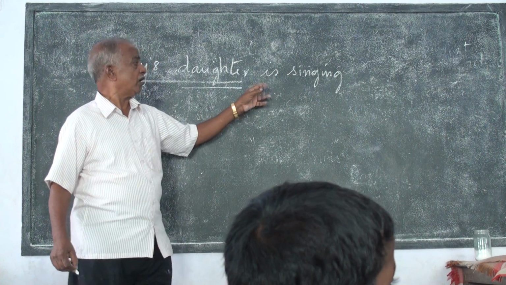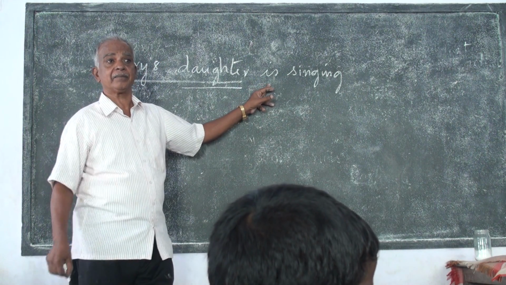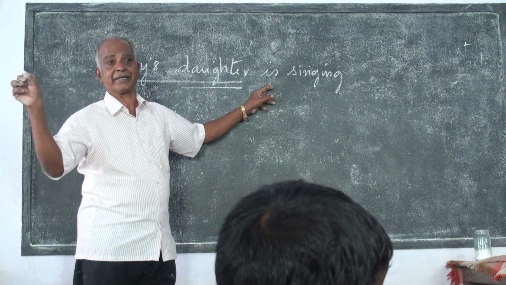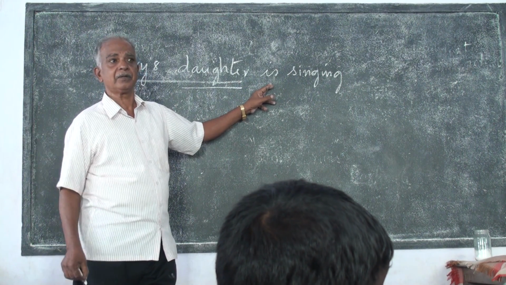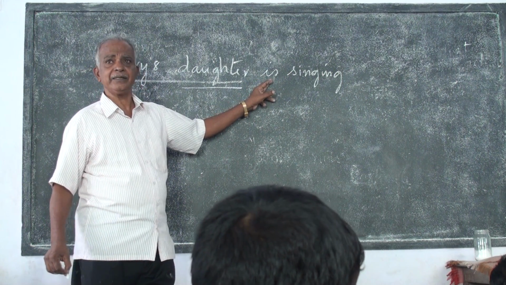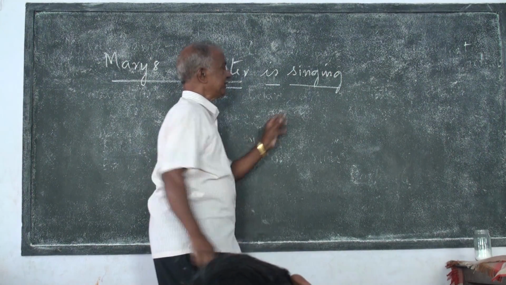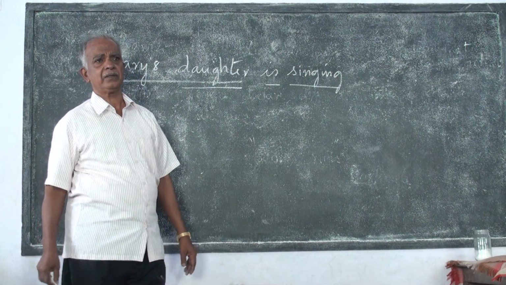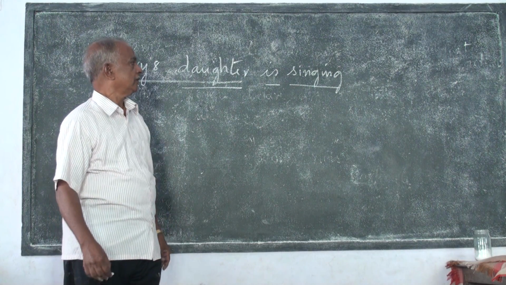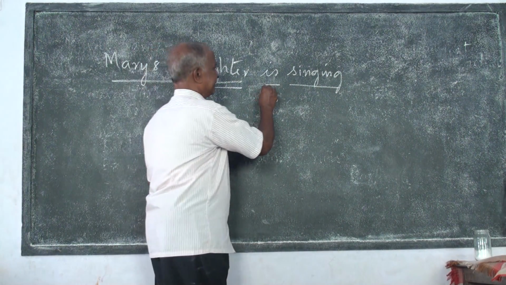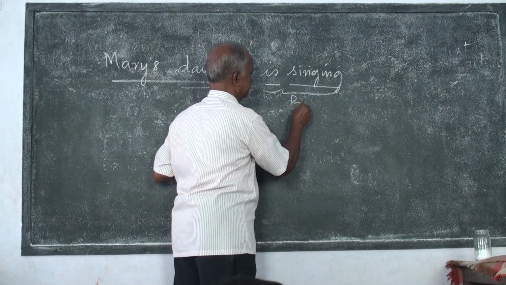So, how many verb-like particles are there? How many verb-like particles? Similar to a verb. Is and means. This is one verb. It is a very similar verb. Say, this is the predicate. This is the predicate.